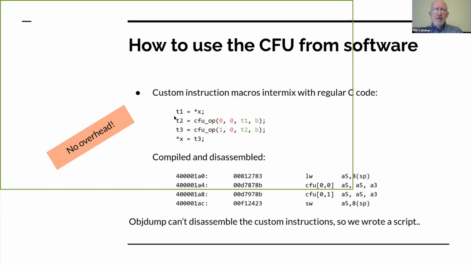So here we have a little sequence doing a load from a pointer, then 2 custom instructions and a store back to memory. And when that's compiled and disassembled, it maps to exactly 4 assembly instructions. Now, the objdump, because we don't touch it, doesn't understand our new custom function unit instructions. So we wrote a little script to do some post-processing so that it's more readable in terms of the source and destination registers.